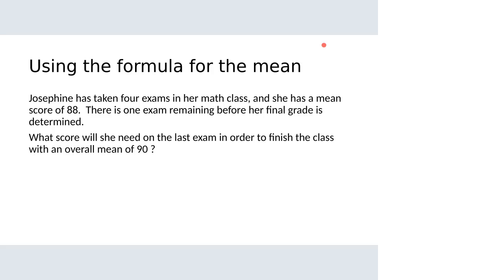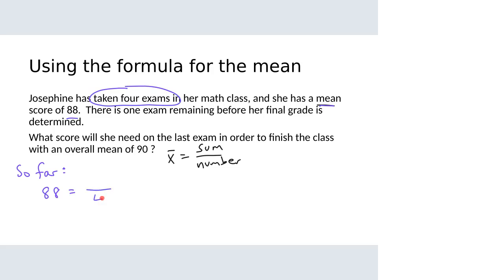Okay, so this is another one where you can see that the mean is mentioned in the problem. That doesn't always necessarily tell us that we're going to use the formula for the mean, but we know that the mean is equal to the sum of the scores divided by the number of scores. We're going to put that to work for us here. We're going to look at what Josephine has done so far. Josephine has a mean of 88, and she has taken 4 exams, so I know that there have been 4 data points.